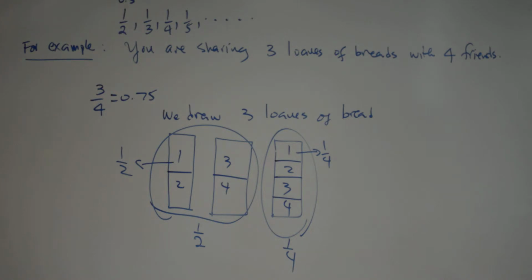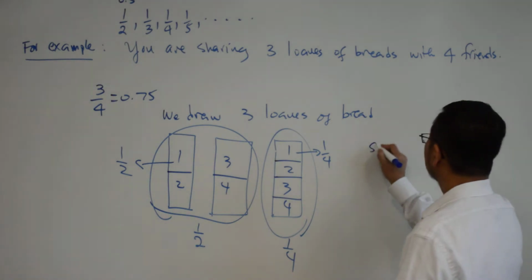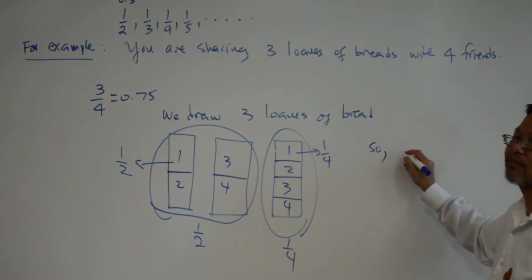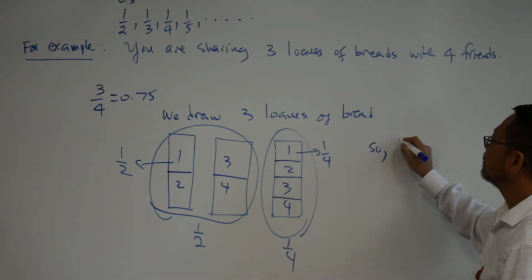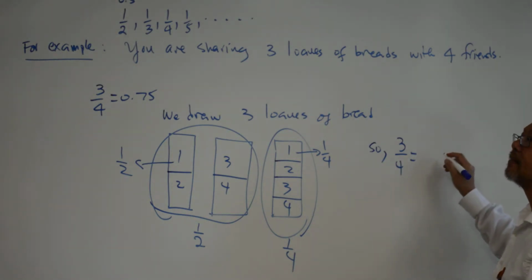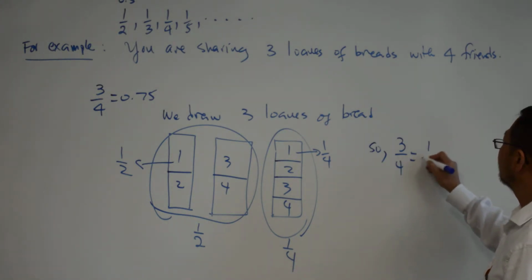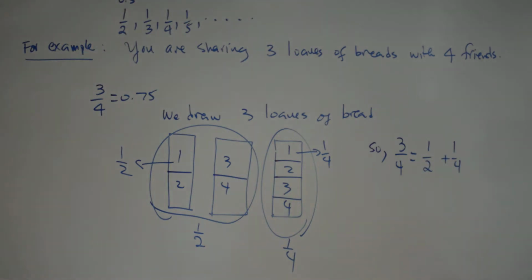So can you rewrite it into a sum of unit fractions now? You can say any fraction can be written as a sum of unit fractions. So what is 3/4 equal to? 1/2 plus 1/4. A half plus a quarter.